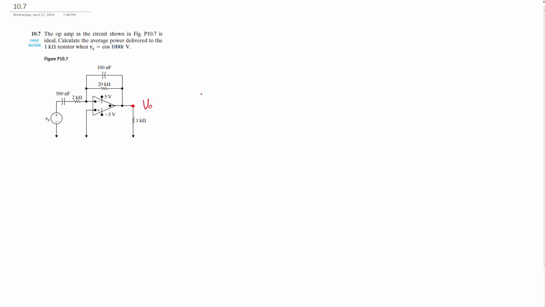For the op-amp, there is a relationship between input and output voltage. The output voltage equals negative ZF, the feedback impedance, over the input impedance, multiplied by the input voltage, in this case VG. Here is the ZF feedback impedance, and here is the input impedance. If we find ZF and ZI, then we can do this one.